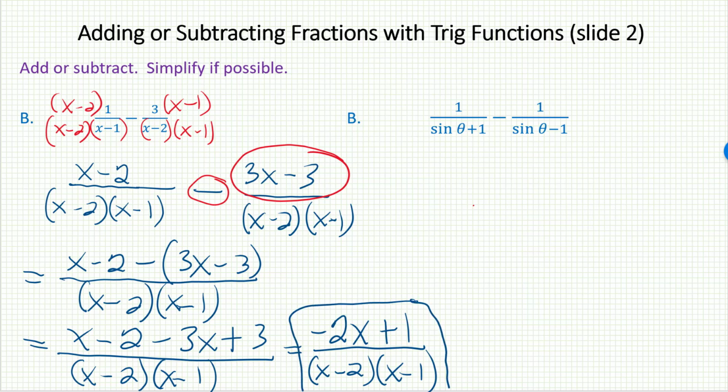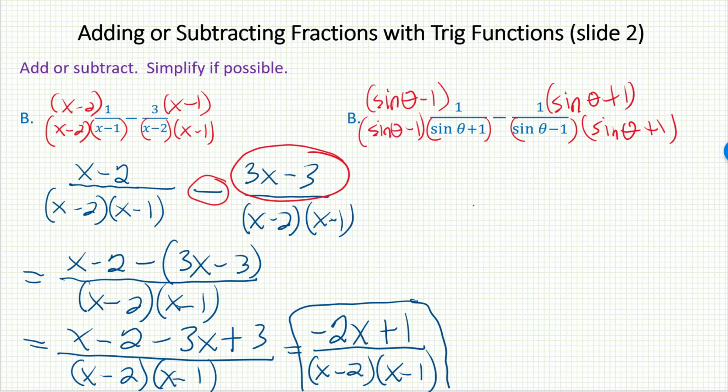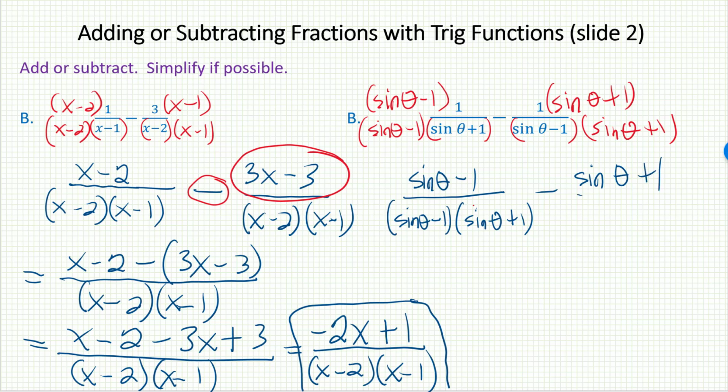Okay, let's see how this plays out with the trig example. I can't factor that denominator, I can't factor that denominator, so the LCD is simply the two pieces multiplied by each other. I'll fix this one top to bottom. The other one needs a sine theta minus 1 top and bottom. And so each fraction is different now. The first one, sine theta minus 1 on the top, and then that LCD. And the other one has sine theta plus 1 on the top, and the LCD.